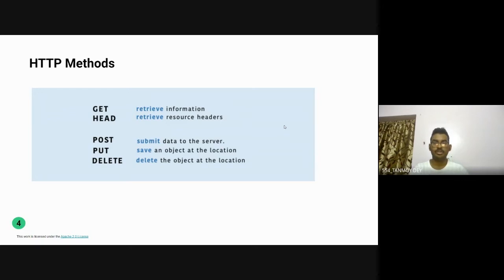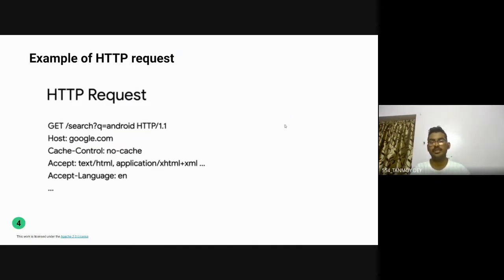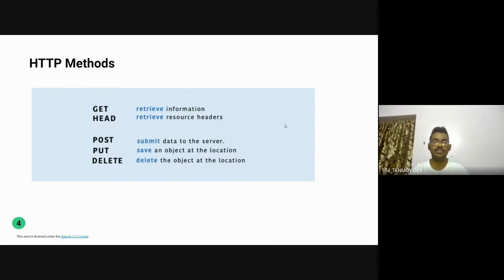Like I was saying, it was about GET. These are the HTTP methods available to us: GET, HEAD, POST, PUT, and DELETE. GET, like I told you, is used if you're fetching data, like searching for something online. It retrieves the information. If we only need the headers, like I showed you in the previous slides, Cache-Control and Accept-Language, these are received using the HEAD method, which just retrieves the resource headers. Then we have POST, which submits data to the server.